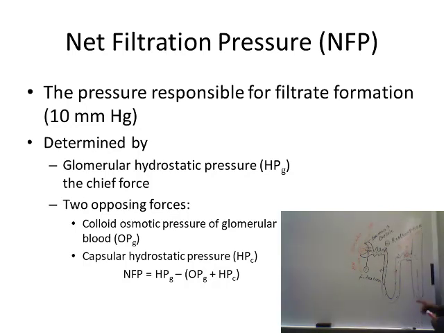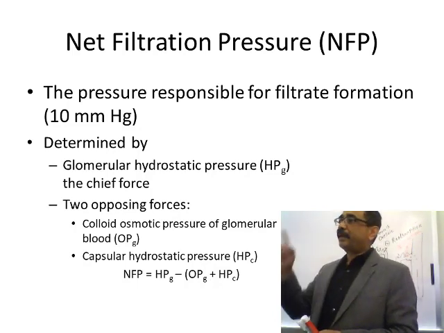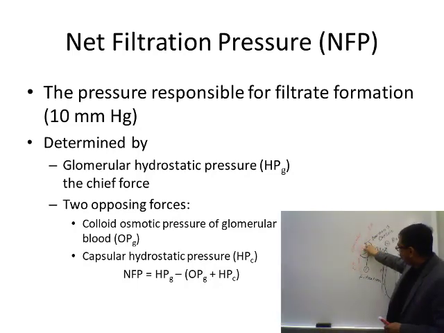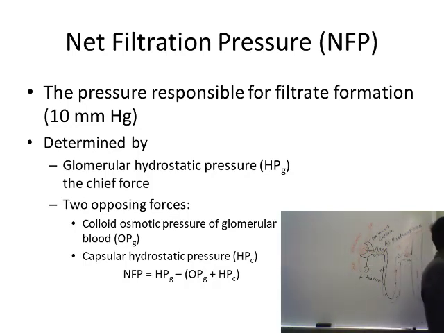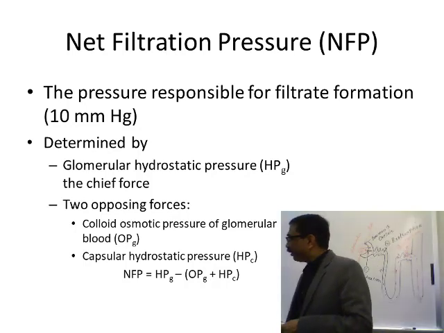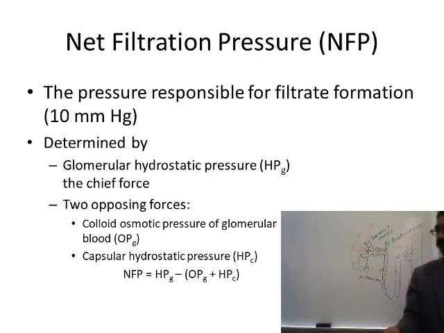Now, the 10 millimeter of mercury is the net filtration pressure, but in this area, three pressures work, and those three pressures work at the same time. We'll see what are those three pressures that work here to create 10 millimeter of mercury filtration pressure. Three pressures are glomerular hydrostatic pressure, colloidal osmotic pressure, and capsular hydrostatic pressure. Those three pressures work in this part.